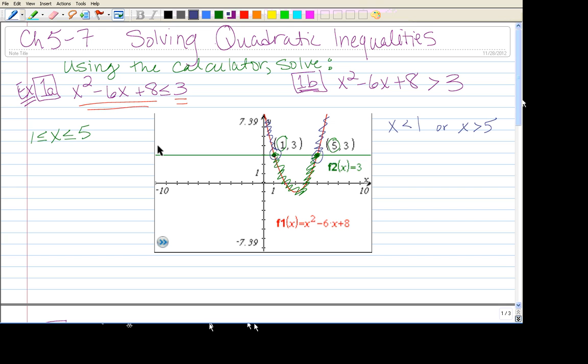And by the way, you can write these in interval notation if you like, which here would be 1 to 5 with the brackets because we're including those points. Over here, we would use parentheses, negative infinity to 1, union, which means or, 5, infinity, parentheses. And that's it for this one.